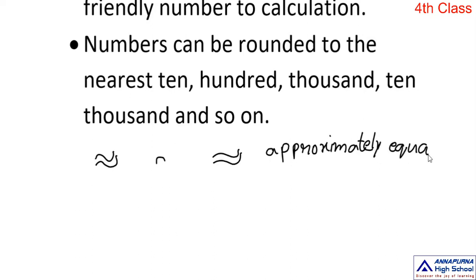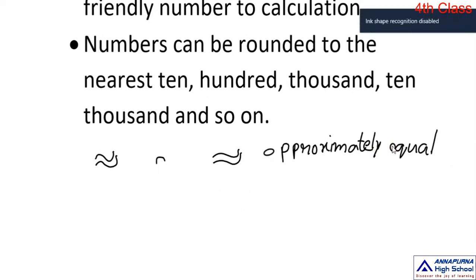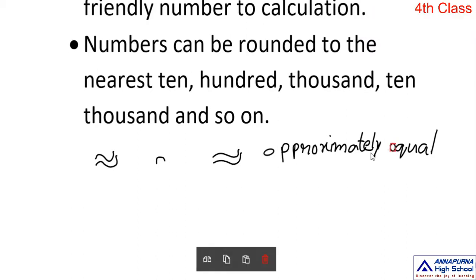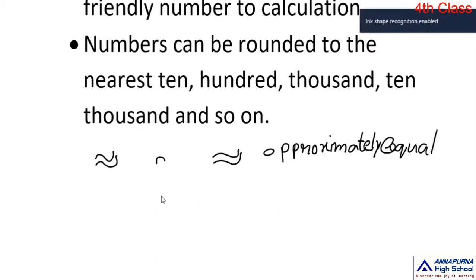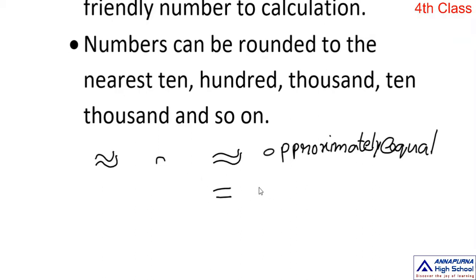Okay children, this symbol means is equal to, this is equal. But this other symbol is approximately equal. So for estimation we use this symbol. What is the name of this symbol? Approximately equal, children.